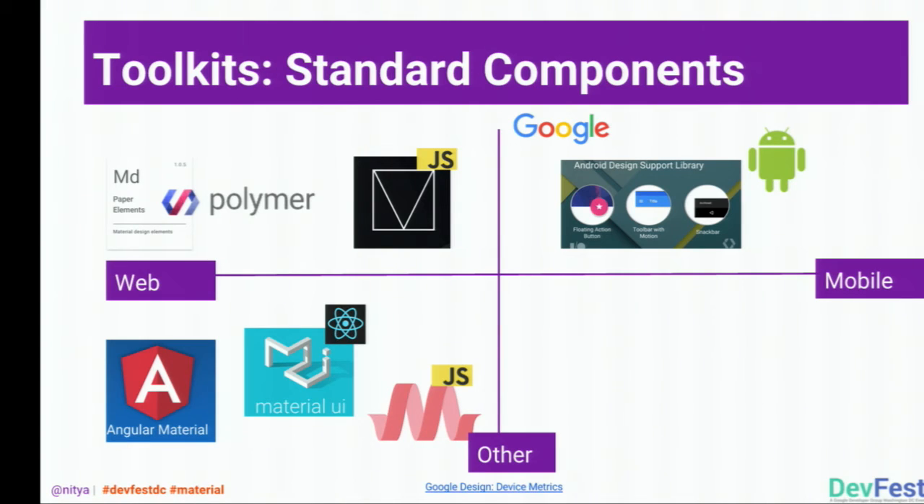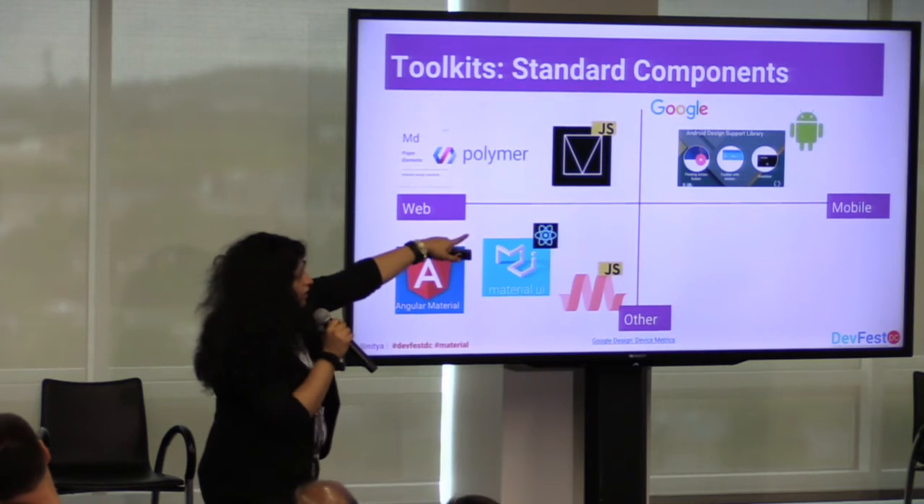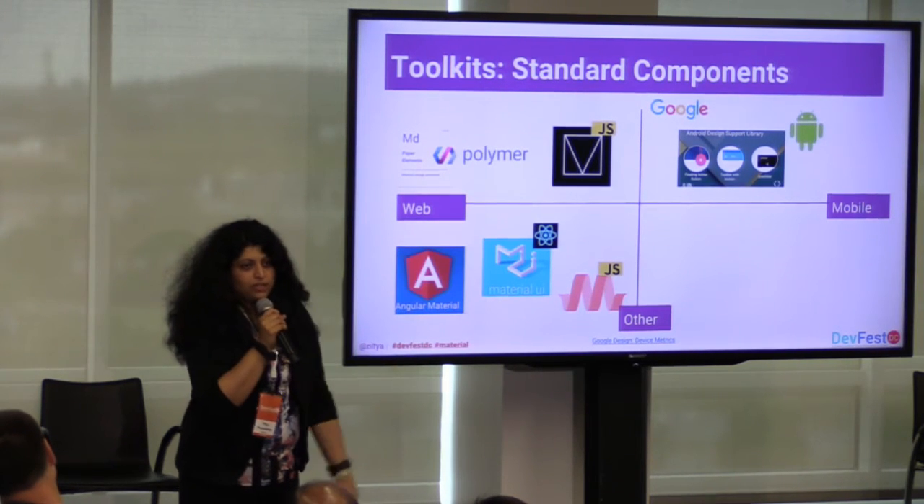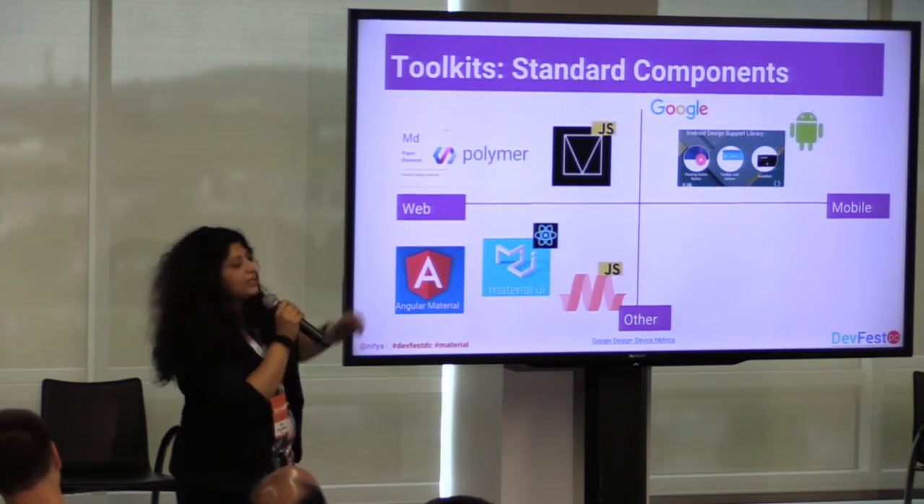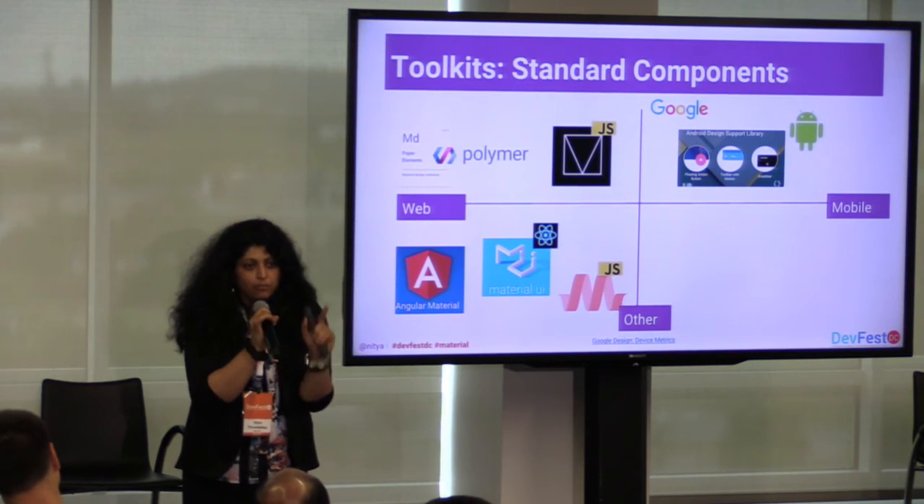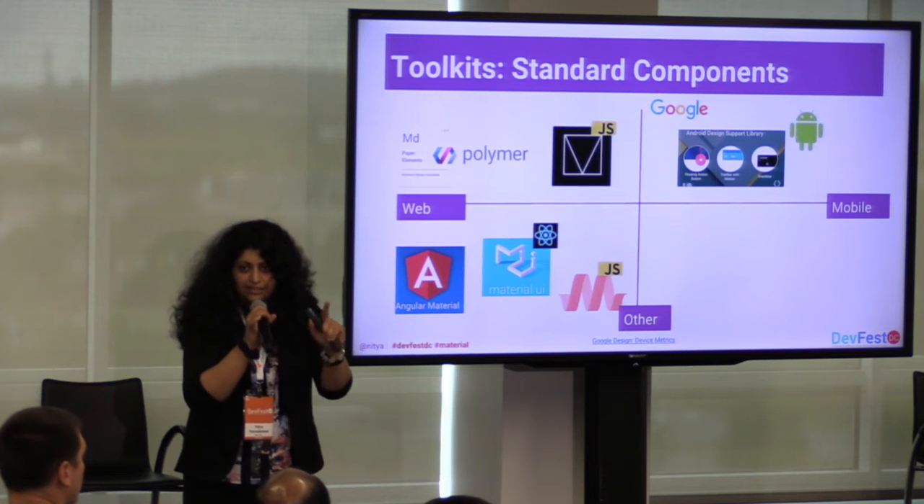Materialized CSS? Okay, so I'm going to quickly talk about these and then walk through some of these examples. On the right side, we have the Android Design Support Library. So if you want to do material design in Android, you can go there to get a set of standard components that you can literally use as is.